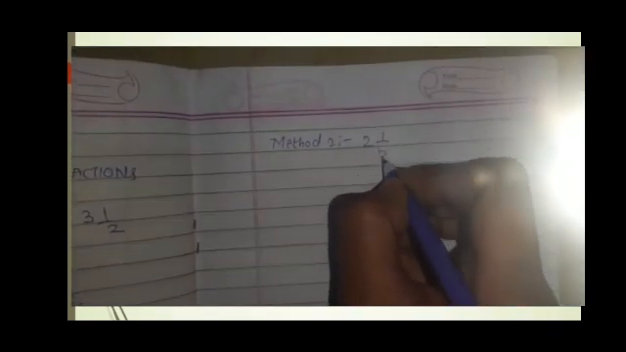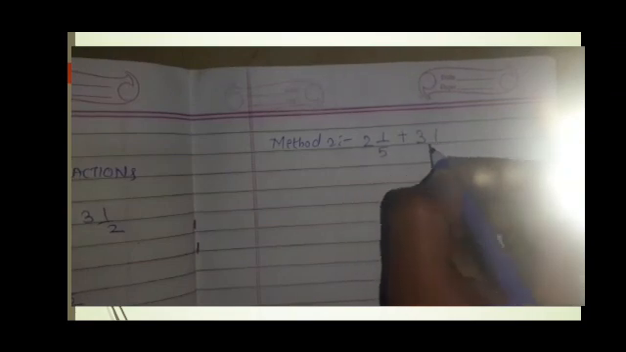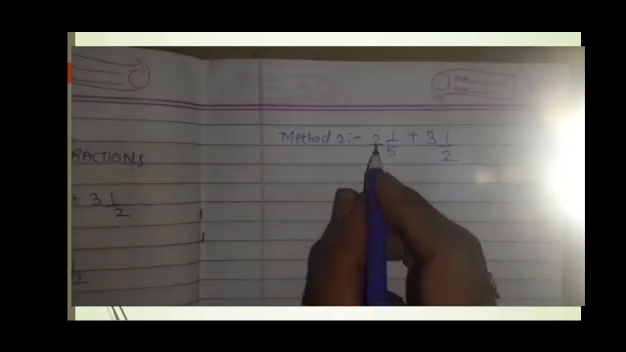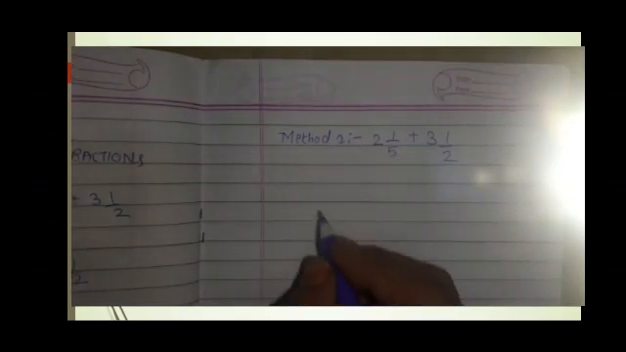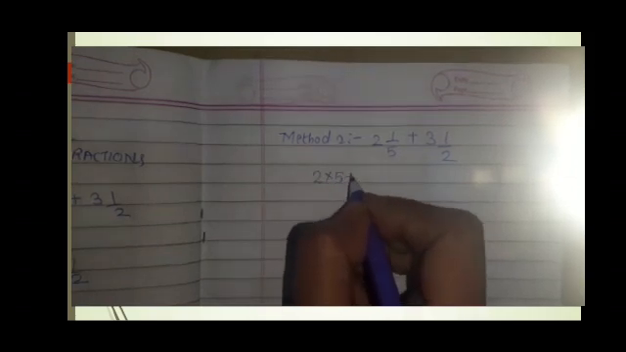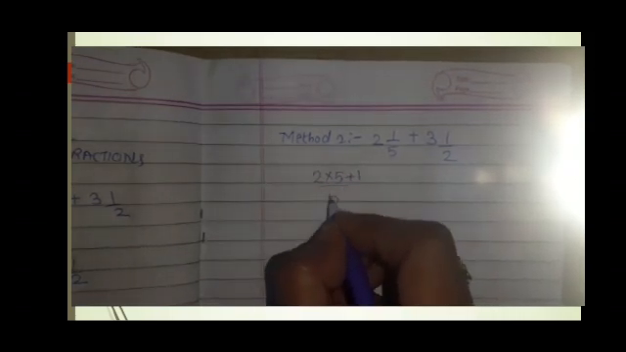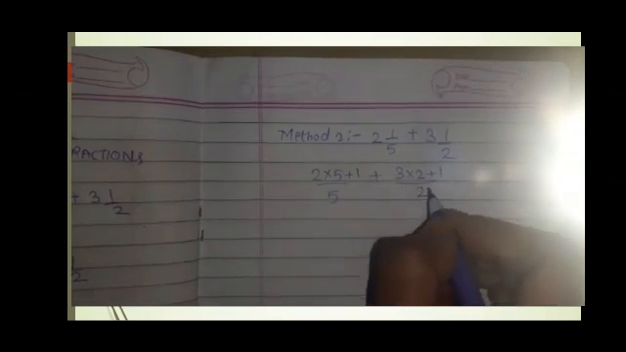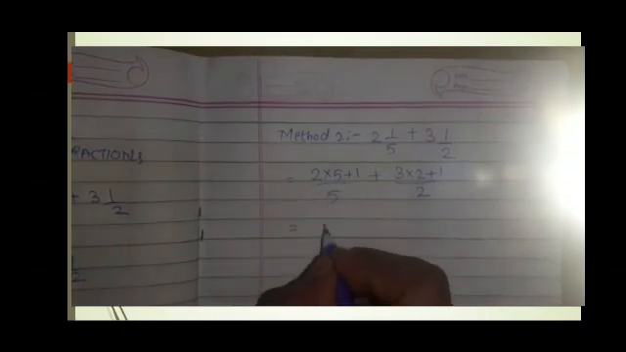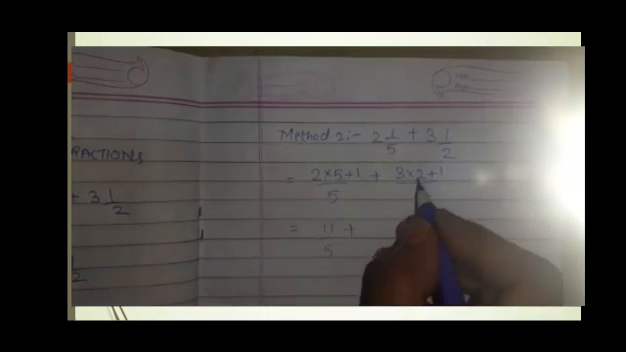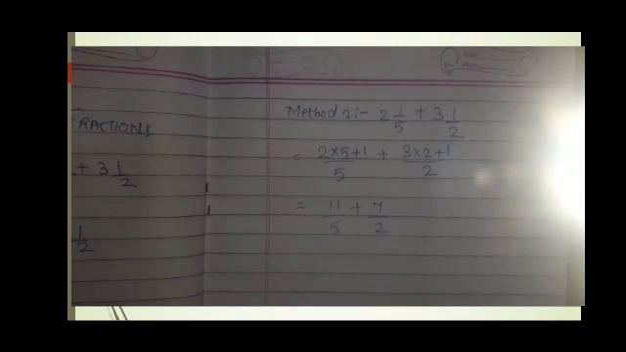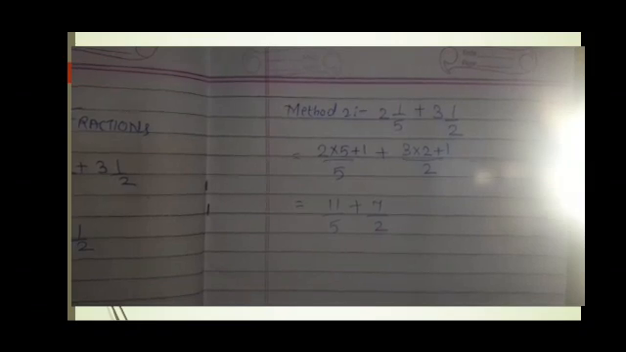Now method 2 is we have to convert the mixed fraction into an improper fraction that we have done in the previous lecture. Now this we can do by simple method. By multiplying 2 into 5 plus 1 upon 5 plus 3 multiplied by 2 plus 1 upon 2. Now here 2 5s are 10 plus 1, 11 upon 5 plus 3 2s are 6 plus 1, 7 upon 2. Now here you got these two simple fractions, improper fractions you got here.